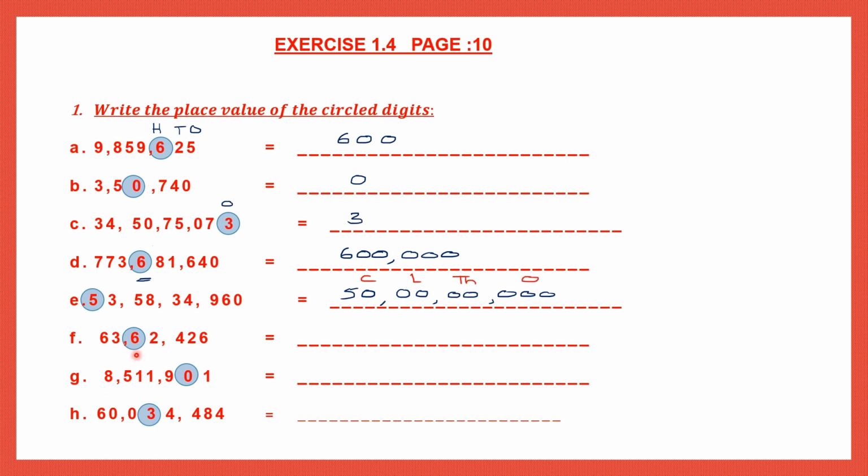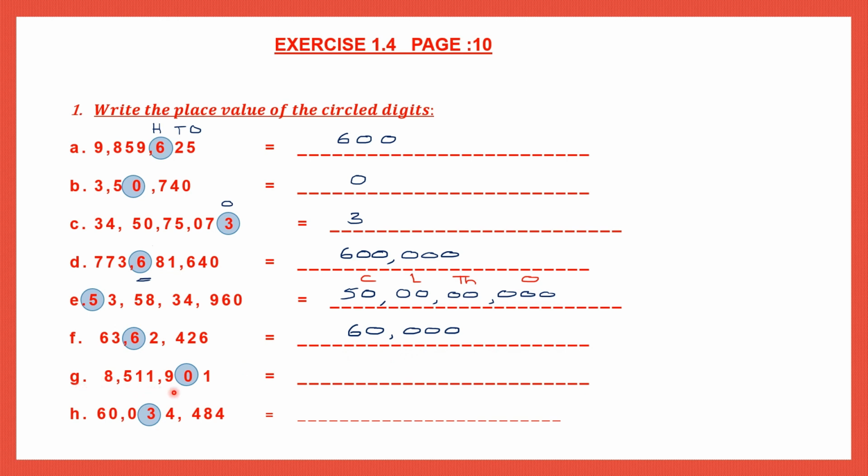Here 6. Let's find the place value of 6. Which system is this? This is the Indian system because we have the comma and 2 digits, comma, 2 digits. So let's begin. Ones, tens, hundreds, thousands, 10,000. So 6 into 10,000. 6 into 10 is 60,000. Will have 3 zeros. So 6, the place value here is 60,000.